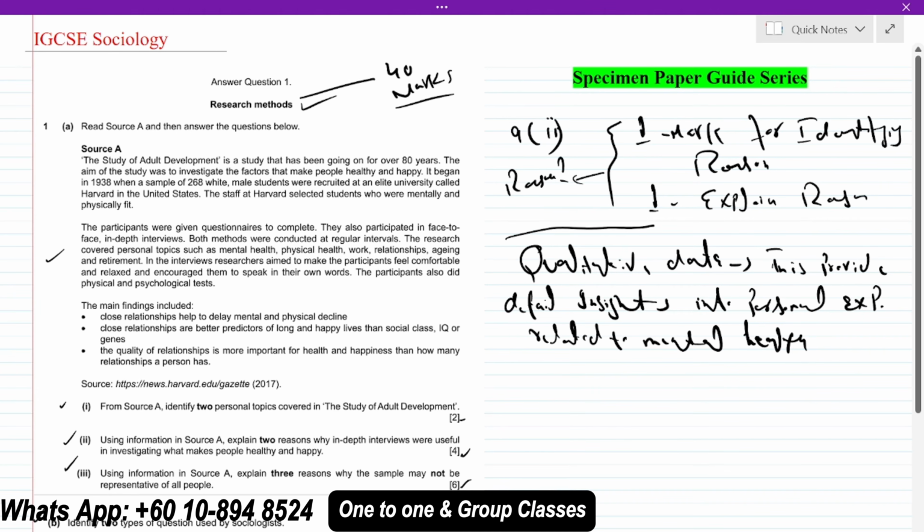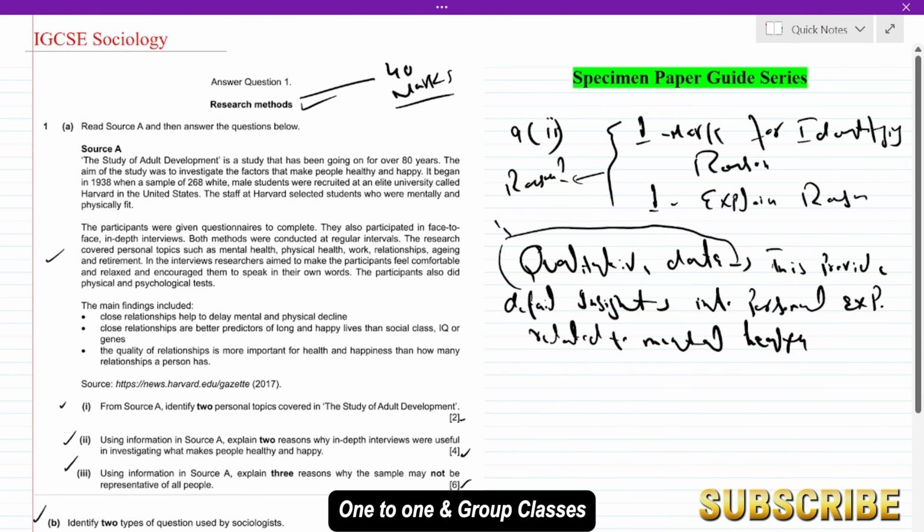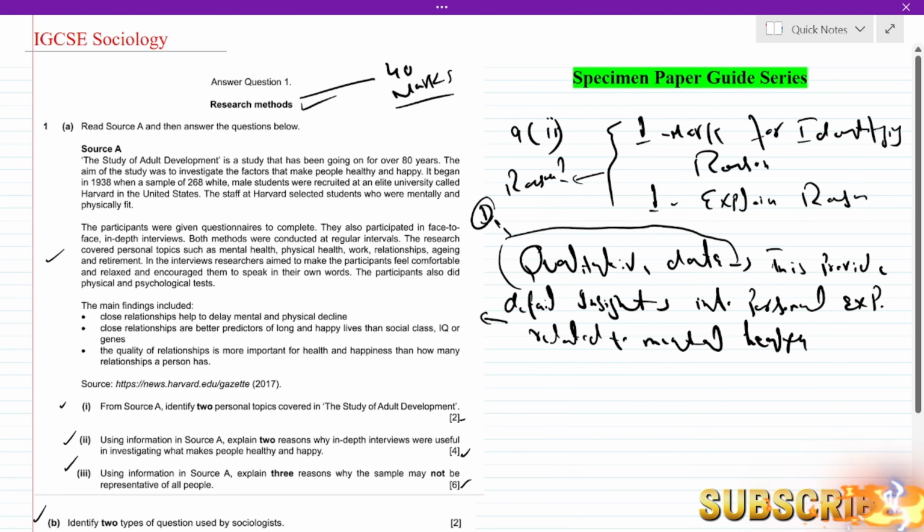We identified that reason. So according to the marking scheme, we are able to get 1 mark. And then we have defined this identification. Now you can see that we got 2 marks for one identification. Now move on to the second identification.